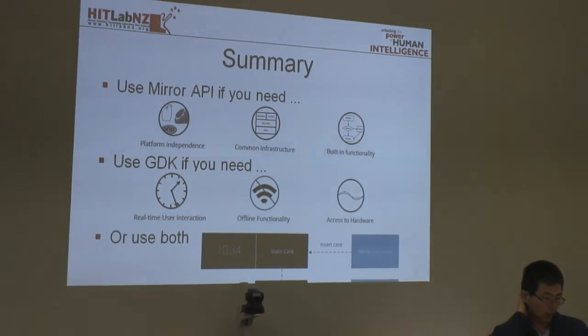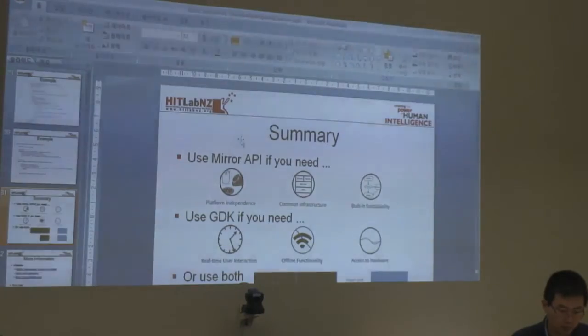In summary, there are two different types of tools, Mirror API and GDK. Depending on what type of applications you are going to create, you might have to choose different tools. Or you can even use both together. For example, your own web server pushes timeline cards into your customer's Glass timeline, and once that card is inserted, you can also have a companion GDK app that does more interactivity. So that's for this session. Maybe we'll have a short 5-minute break and then come back and do the Mirror API afterwards.